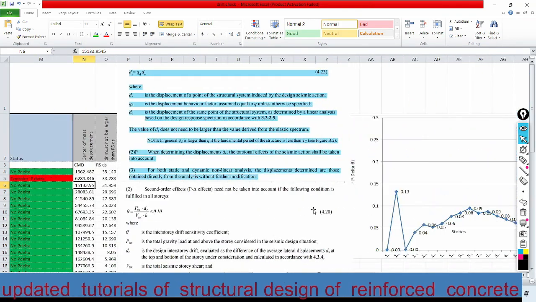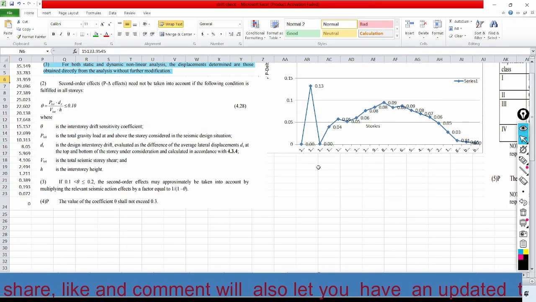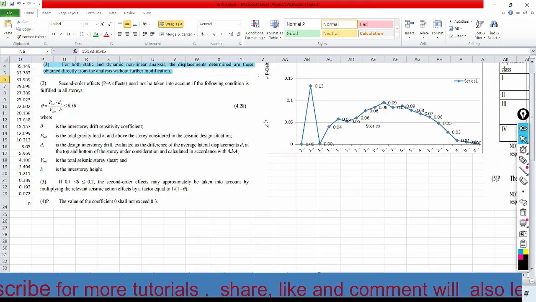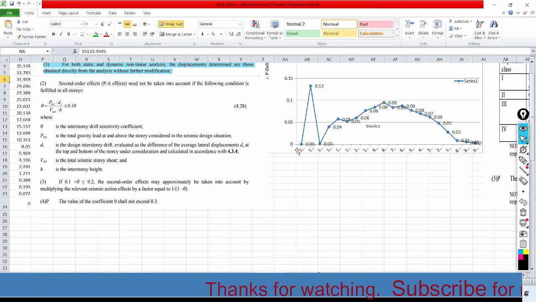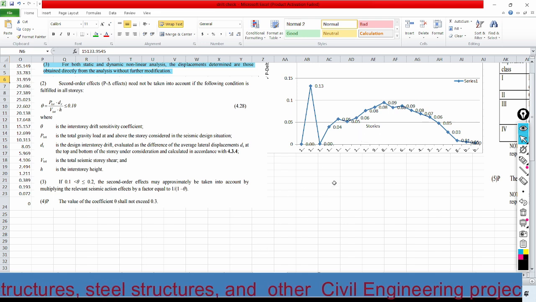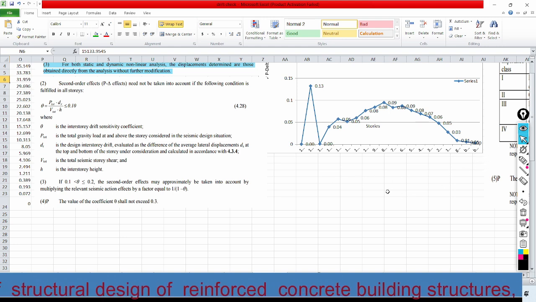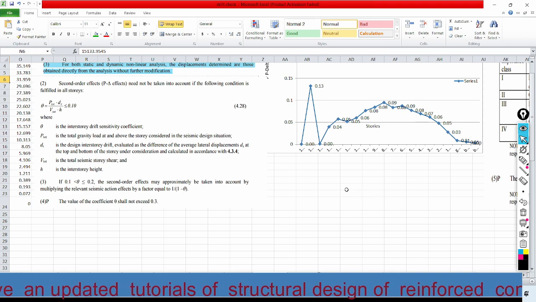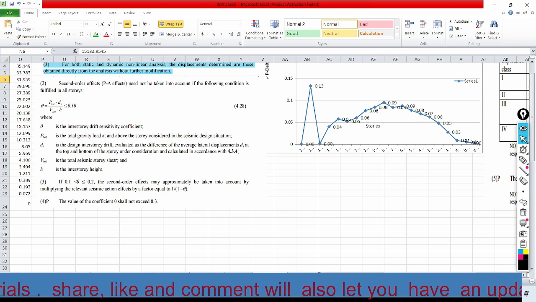So here there is a graph. This is a P delta, and this one is the story, the name of the stories. So the P delta effect is higher, I think, here at the 16th story. That is why we have already considered the effect of P delta. Only one story fails in P delta.